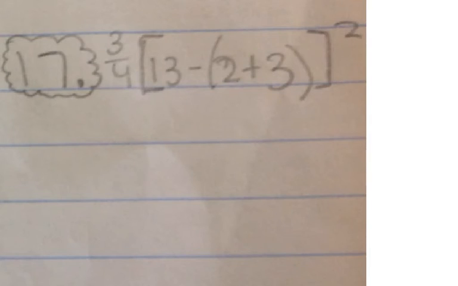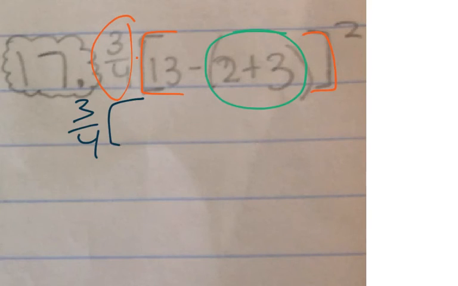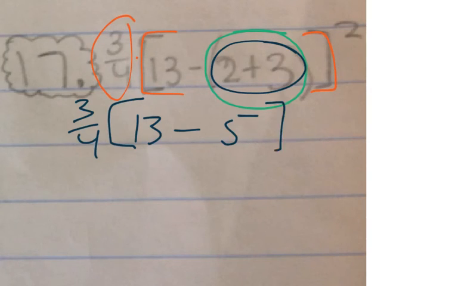Alright, let's try one more. Notice this one again, guys. I have a 3/4 here. And that 3/4 is timesing this bracket. Remember, a bracket is a parentheses. Always work inside out. Speaking of which, see how I have this parentheses inside the bracket parentheses. So, 3/4 bracket 13 minus, I got to do the parentheses first, right? 2 plus 3 is 5. Close bracket, squared.